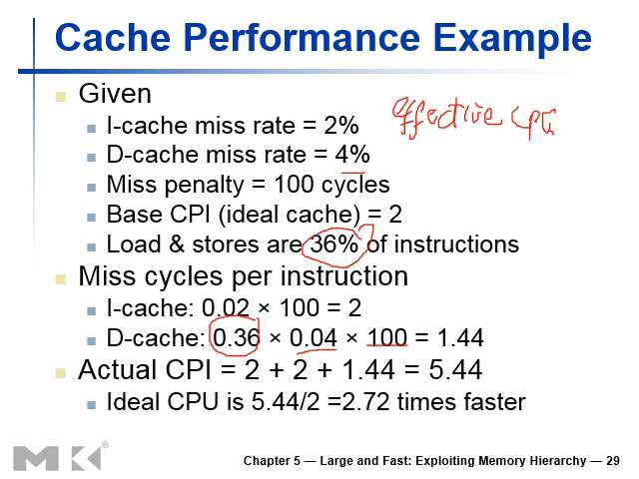And definitely this is added with the base CPI. So the base CPI was 2, and these are the additional clock cycles per instruction that are being consumed. So the actual CPI of the system is 5.44. And if you consider the performance here, that is the execution time of the actual system divided by the execution time of the base system, we can say that the base system is 2.72 times more efficient as compared to the system with more stalls.